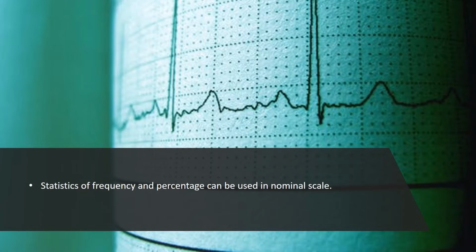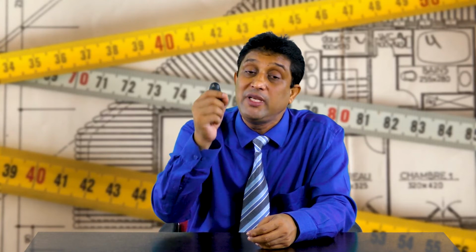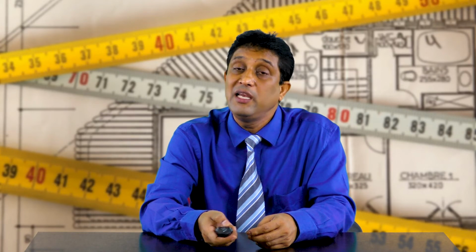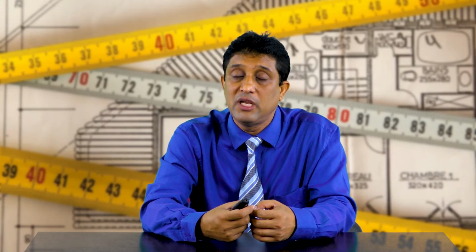You can also classify how many chairs, how many tables, how many blackboards, how many computers. These infrastructures are available in any institute. So, you can just write down their number, assign a number, and count it. That is why very limited statistical techniques can be used in a nominal scale, just like statistics of frequency and percentage. And you can also calculate how many percentage of boys, how many percentage of girls, how many percentage of rural, urban, and semi-urban accordingly.